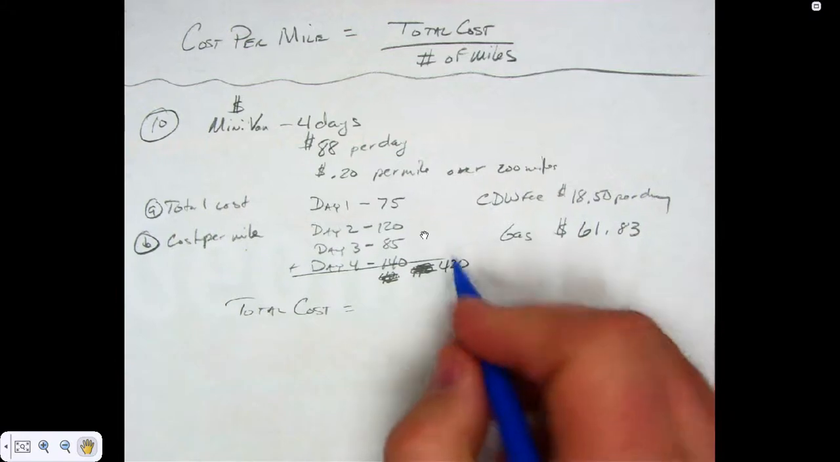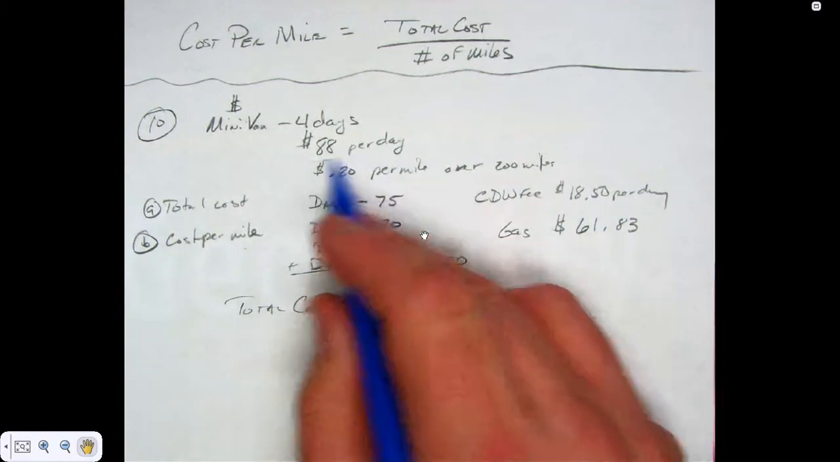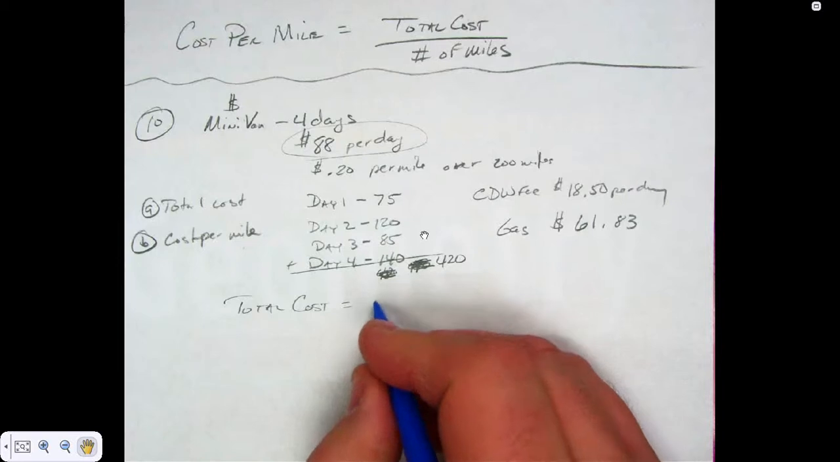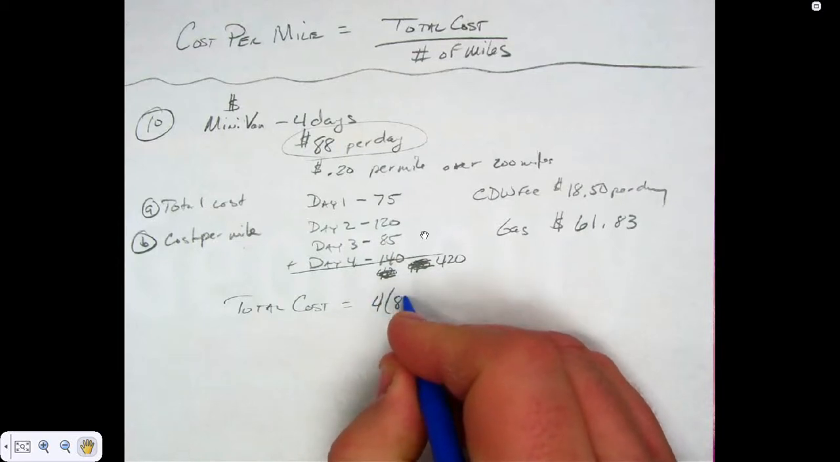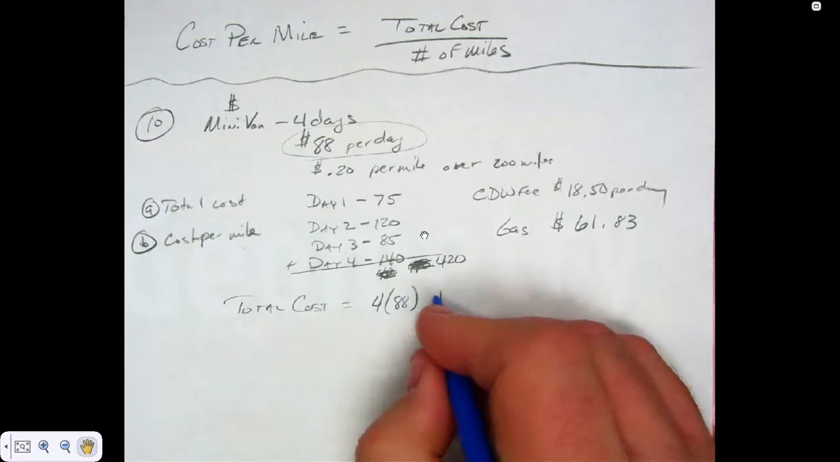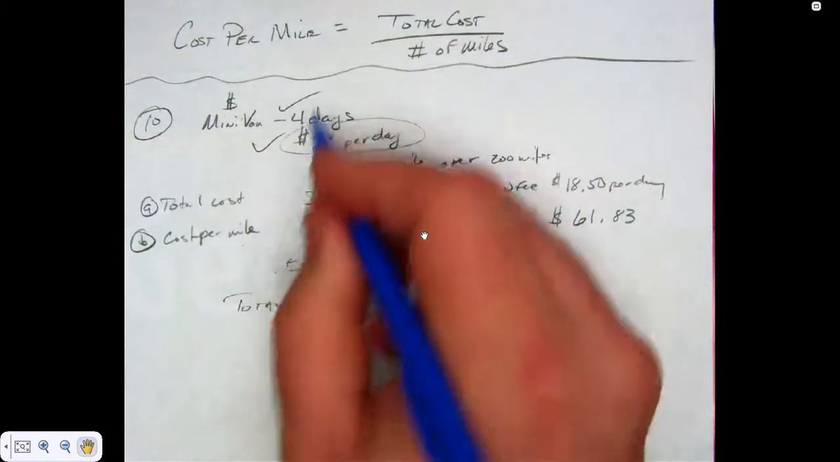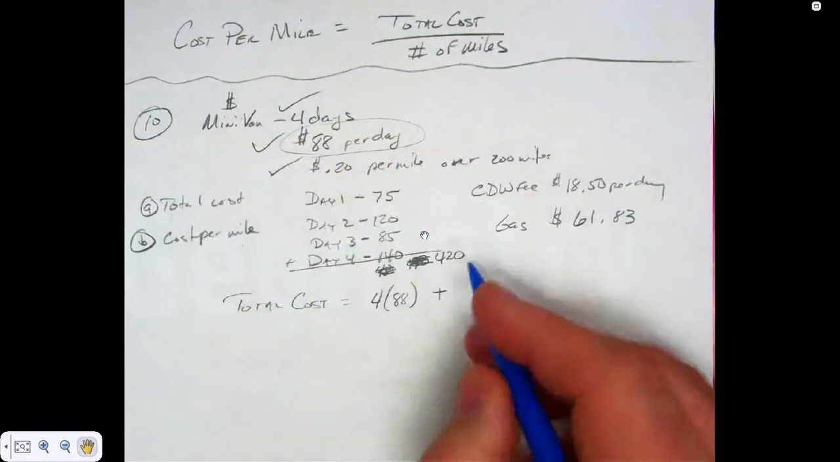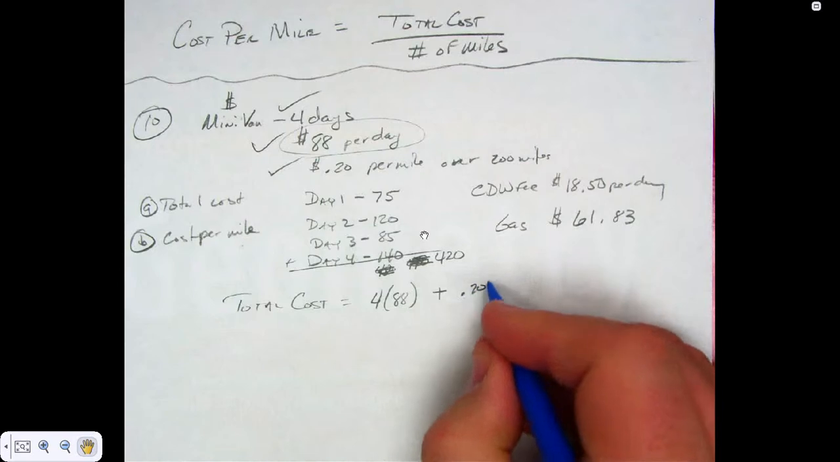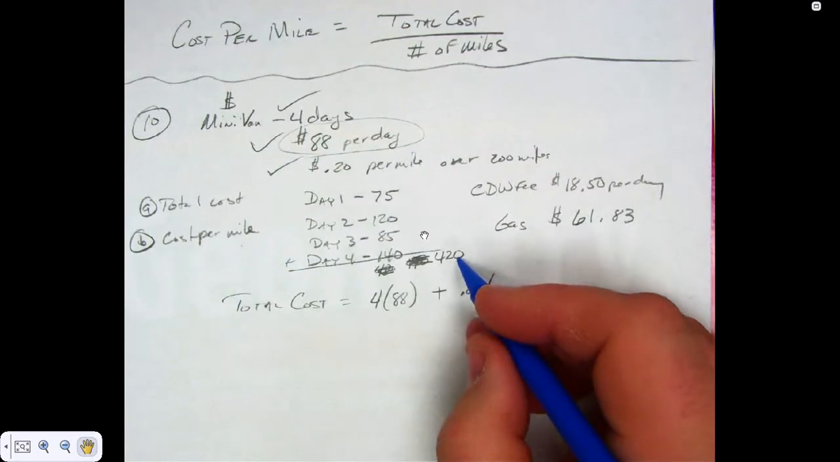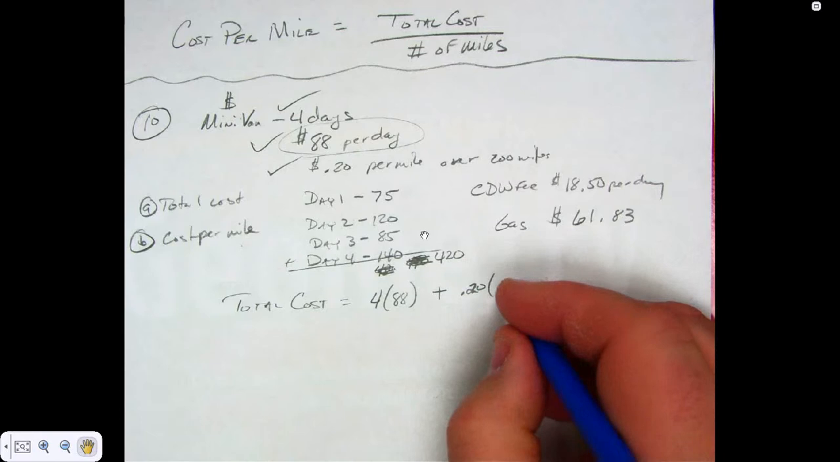Well, so we kind of have everything we need. The total cost, well, first things first, your basic cost is 88 per day. How many days? 4. So 4 times what? That's how much it costs per day. Plus, let's talk about the mileage now. It's 20 cents per mile over what? 200. How many did we drive? So how many miles do we pay for?